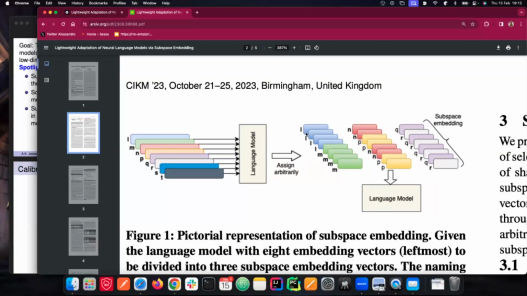After we partition the embedding obtained from the language model, what we do is perform a linear transformation across.